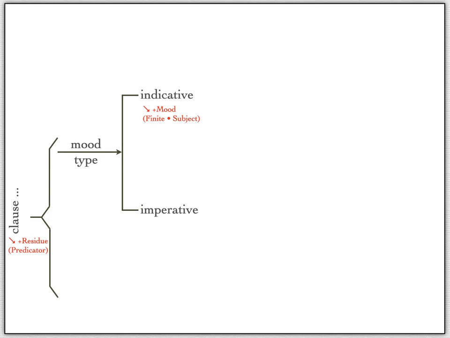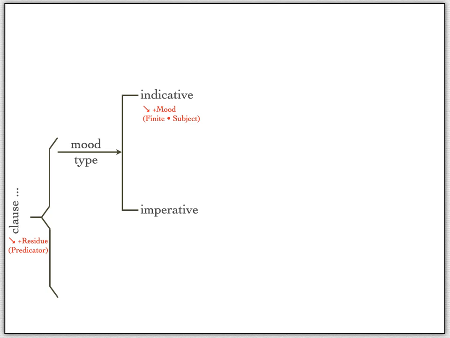Now structurally, the difference is that indicative clauses have a mood element, and it consists of subject plus finite, or finite plus subject, in either sequence. That's what the dot means. They're not sequenced at this stage because we don't know yet. In general, imperative clauses haven't got a mood element. So this is a structural difference between the two in English.